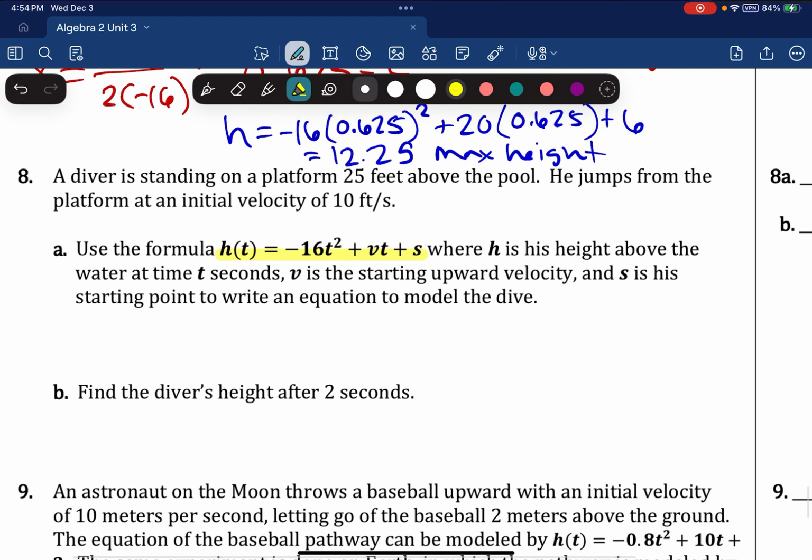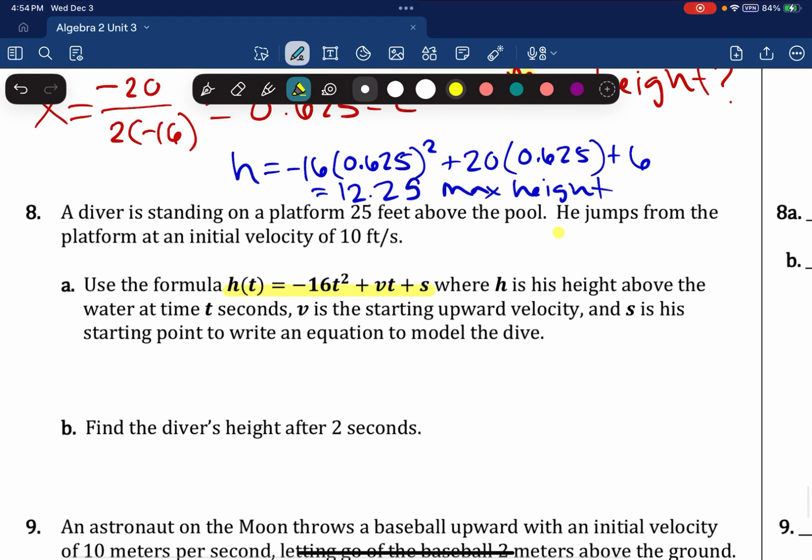Oh, okay, I understand what's happening. So sorry, they didn't fill out the full formula. They tell us some of the information. The diver is standing on a platform 25 feet above the pool. The 25 feet above the pool is his starting point. So that's the first thing we need.